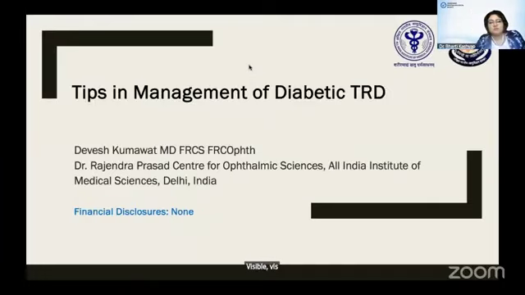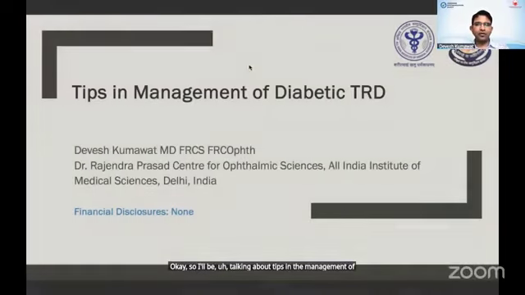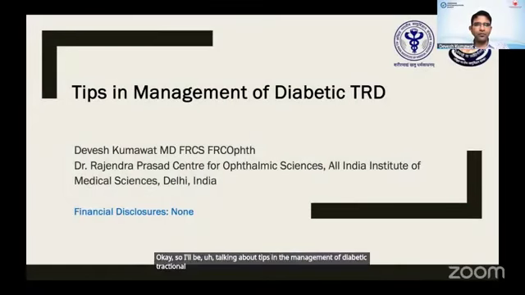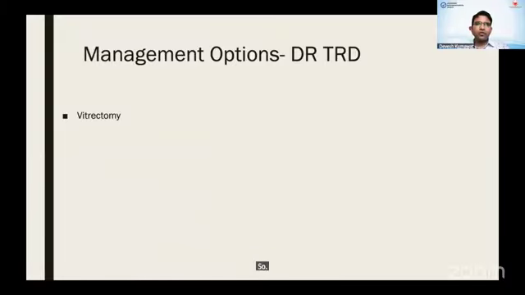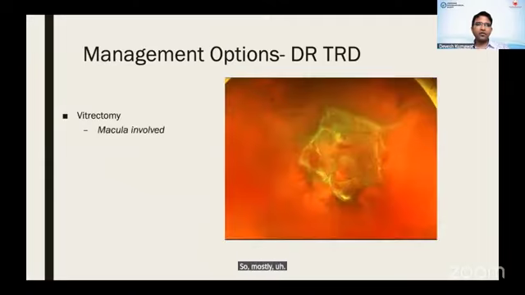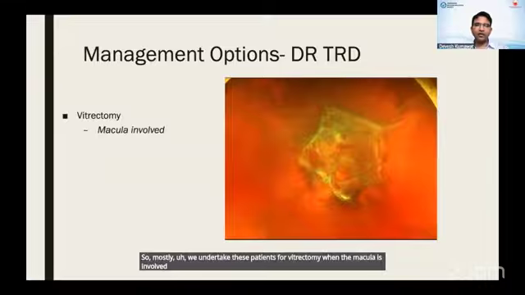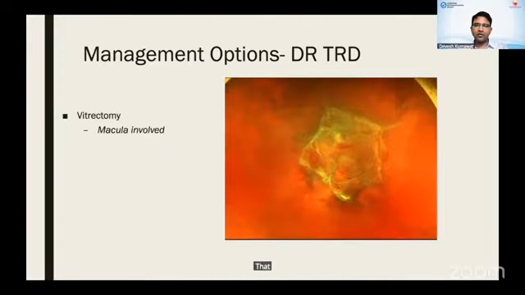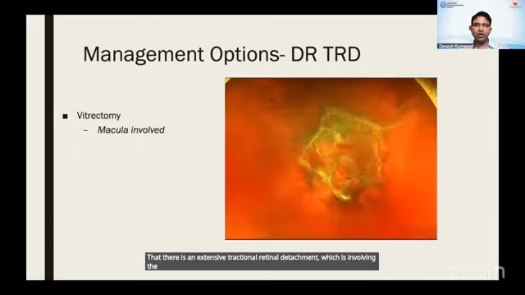Okay, so I'll be talking about tips in the management of diabetic tractional retinal detachments. What are the management options that we have for diabetic tractional retinal detachments in a diabetic patient? Mostly we undertake these patients for vitrectomy when the macula is involved in the tractional retinal detachment, as we see in this photograph, that there is an extensive tractional retinal detachment which is involving the posterior pole.